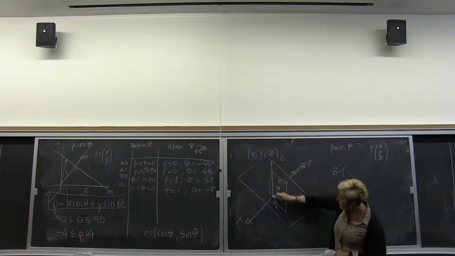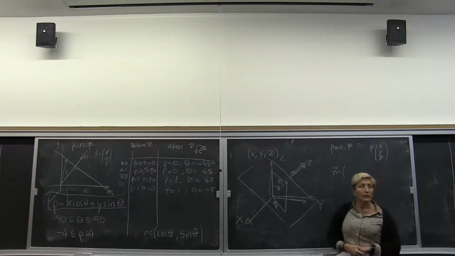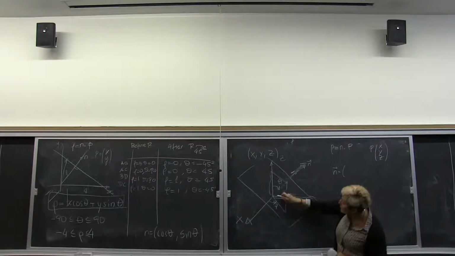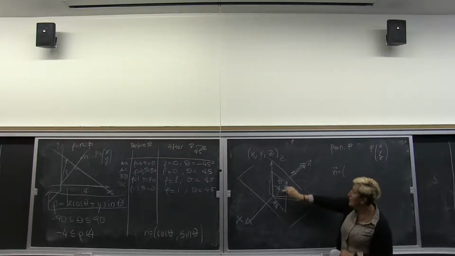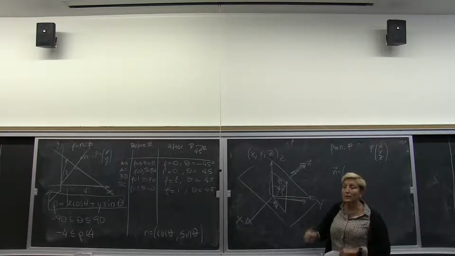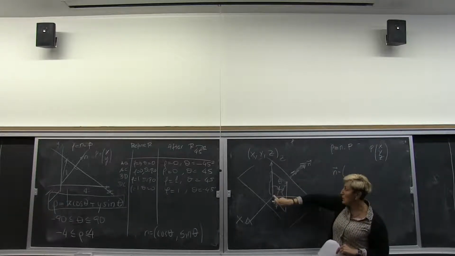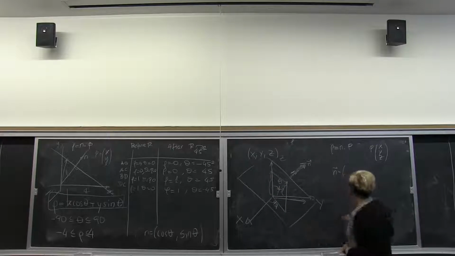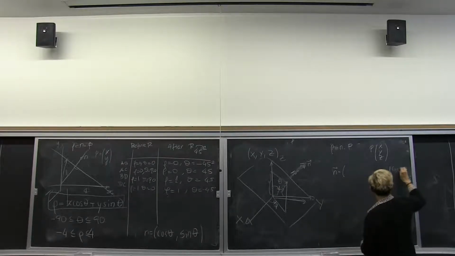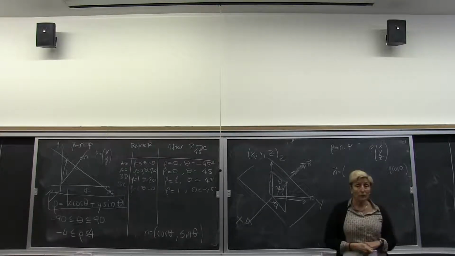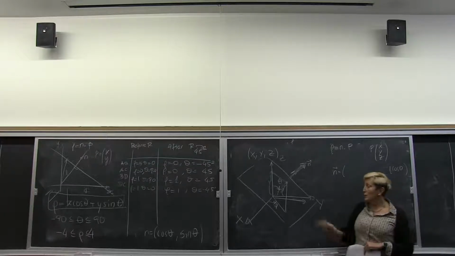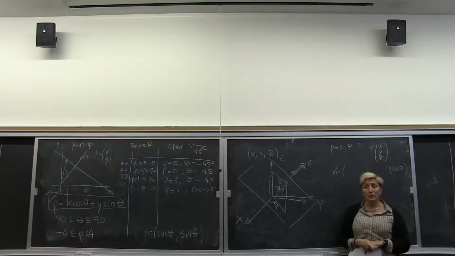How much is this? Oh, let me first ask, how much is this? This is rho, right? The distance from the origin to the plane. Okay? How much is this? Rho cosine theta, right? That's the z component. Okay? How about the x and y component?